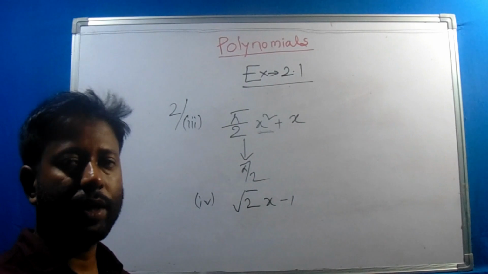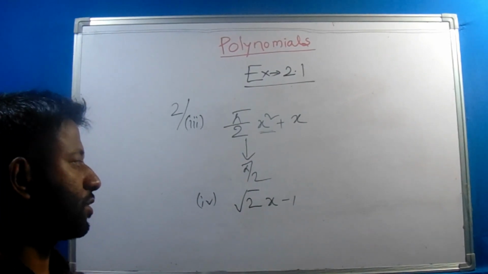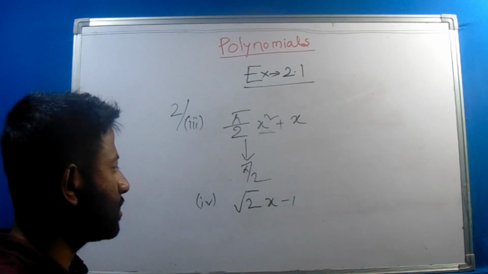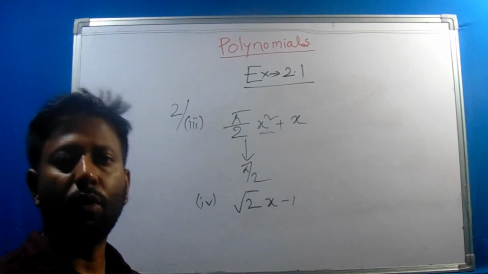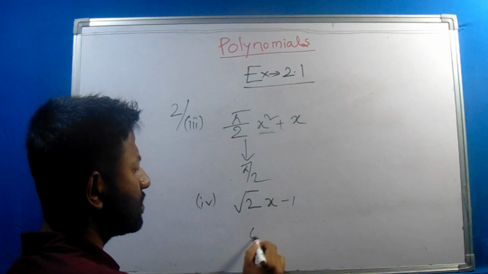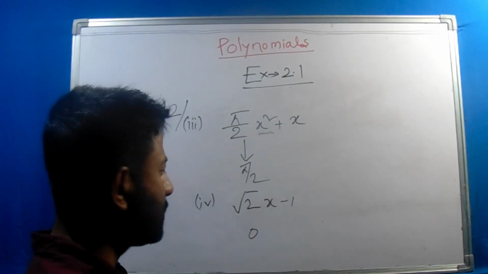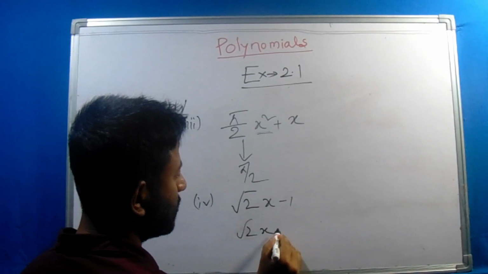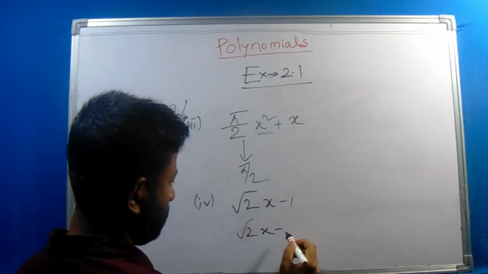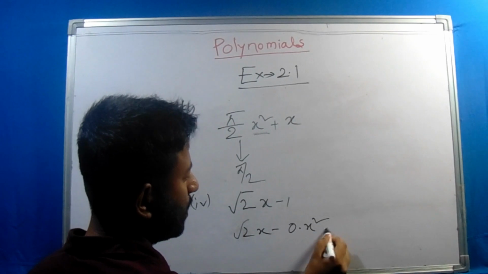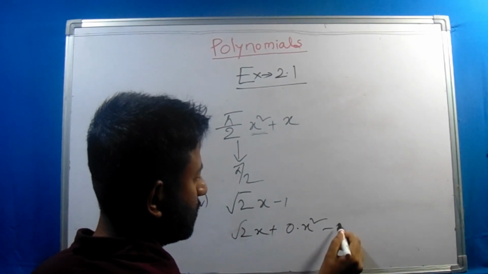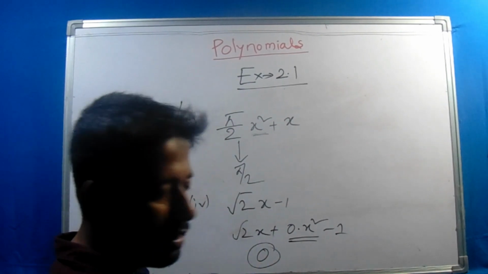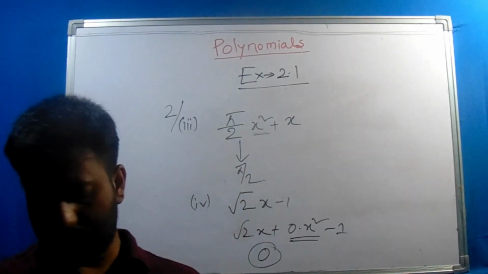So how can I find the coefficient of x² since there is no term consisting of x²? So I cannot say there is a coefficient of x², so I can write this as 0. Okay, because I can write this equation in the form √2x minus 0 into x², you write like this. So the coefficient of x² equal to 0, this will be the answer. Okay.